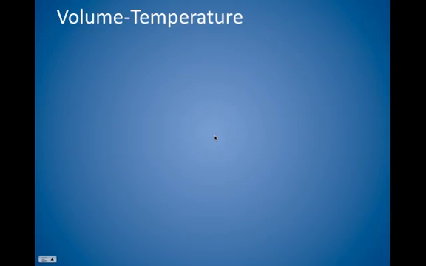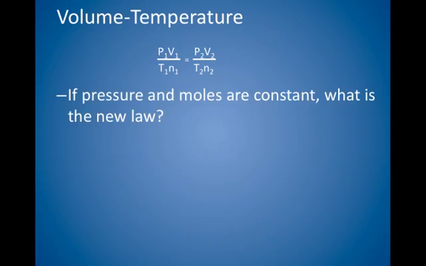The second gas law that we'll be looking at is the relationship between the volume and temperature gas measurements. So we start with our combined gas law again, which is P1 times V1 over T1 times N1 equals P2 times V2 divided by T2 times N2.